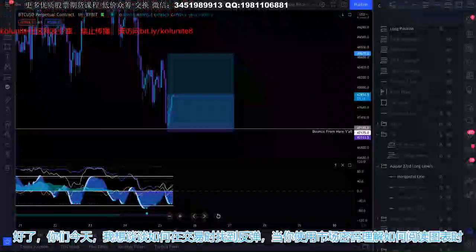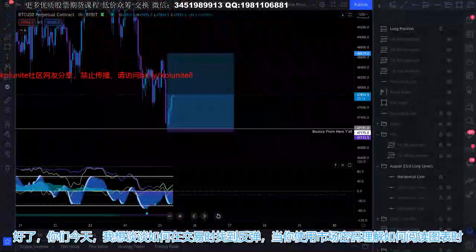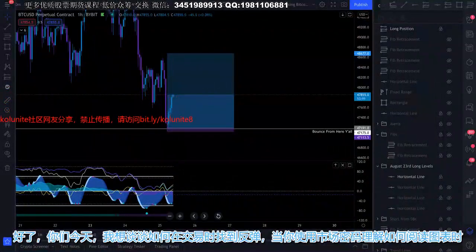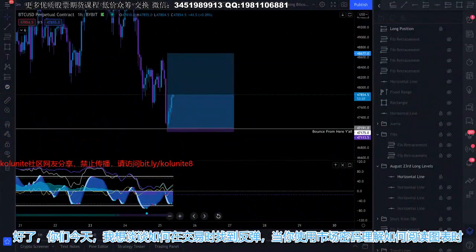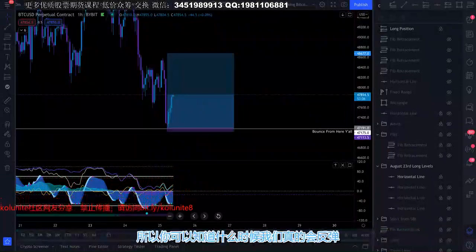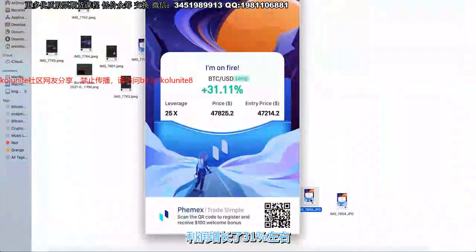Alright, y'all. Today I want to talk about how to find bounces when you're trading, when you're looking at the charts, using Market Cipher, understanding how to read it so you can tell when we're really going to get a bounce. I'm currently in this long position right now. It's up about 31% in profit.